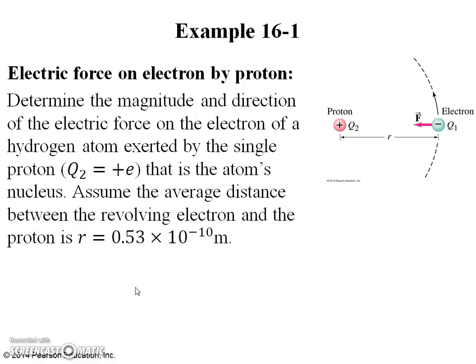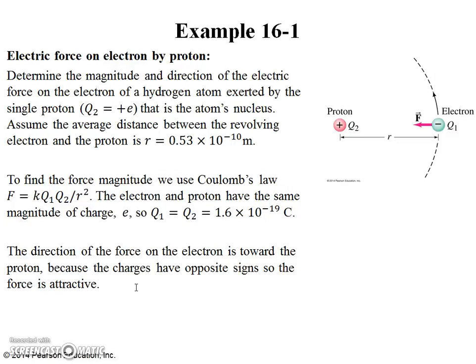Now press pause and figure out how you would find the magnitude of the electric force. To find the force magnitude, we use Coulomb's law. The electron and proton have the same magnitude charge e, so therefore Q1 and Q2 equal each other. The direction of the force on the electron is towards the proton because the charges have opposite signs, so therefore it's an attractive force. To check for the answer, go to page 446.